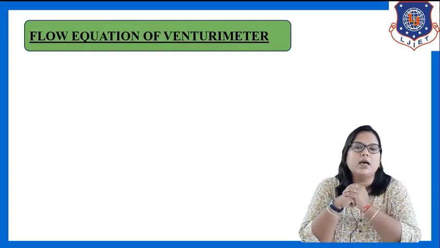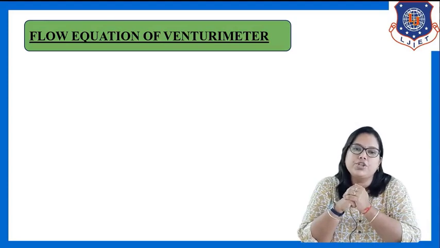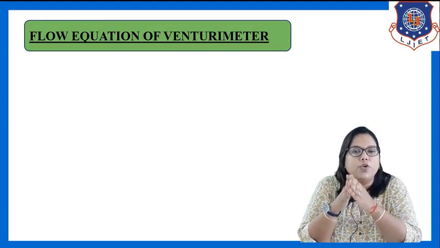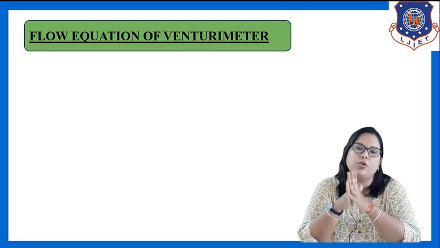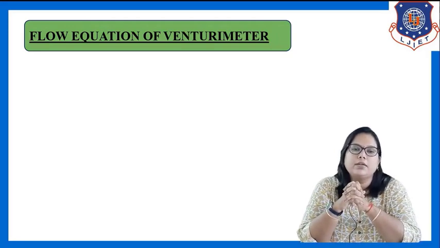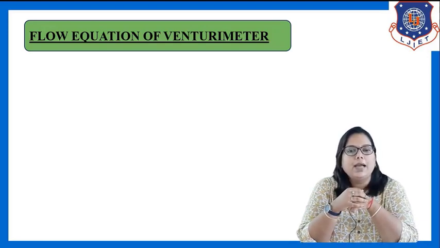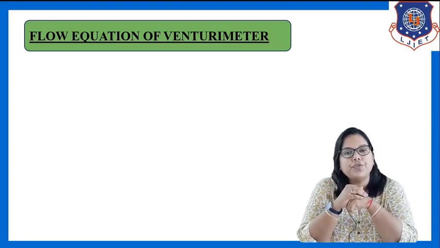Now let us discuss the flow equation of Venturimeter. Now what is this flow equation? Basically the flow equation is used to calculate the flow rate of fluid using Venturimeter. So in this topic, at the end we have to achieve an equation which is used to calculate the flow rate of the fluid.